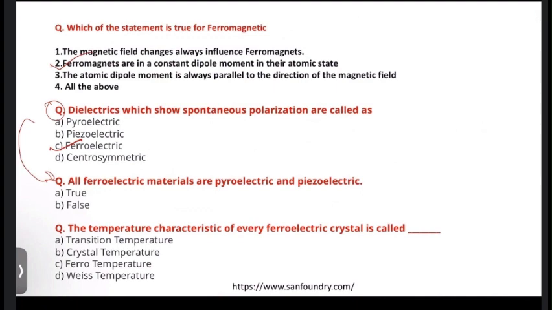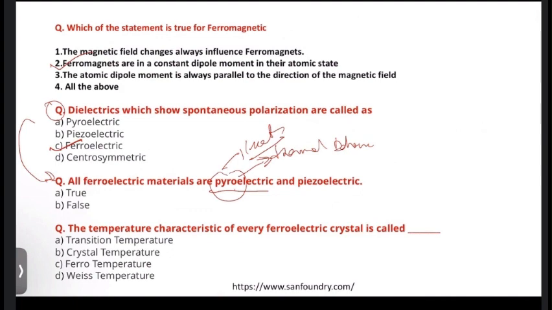All ferroelectric materials are pyroelectric and piezoelectric. As the name suggests, pyroelectric materials are those materials which change in the presence of an electric field; they behave differently, with a different thermal behavior. Pyro means heat. Okay, they have a different thermal behavior.